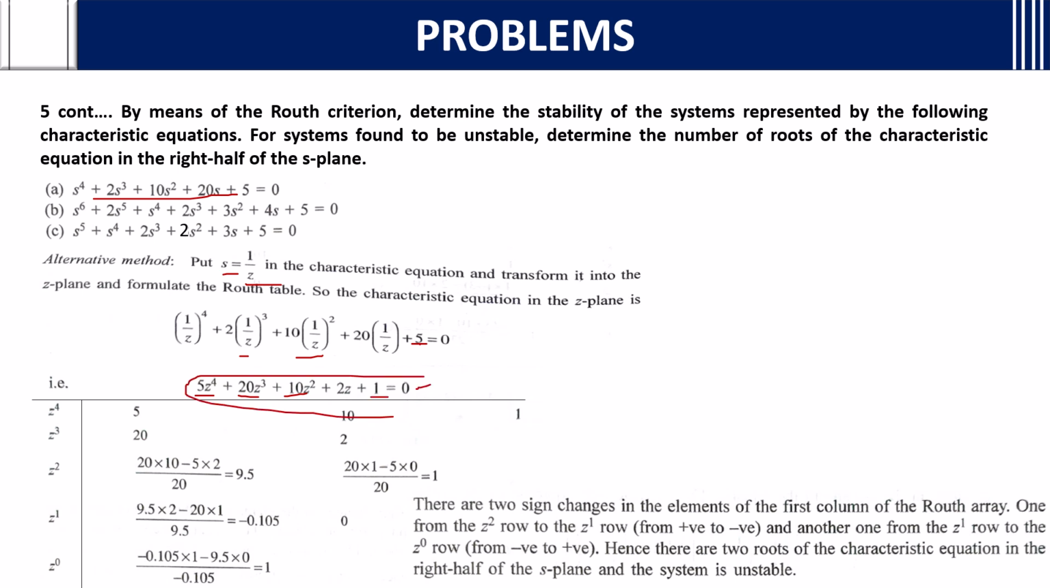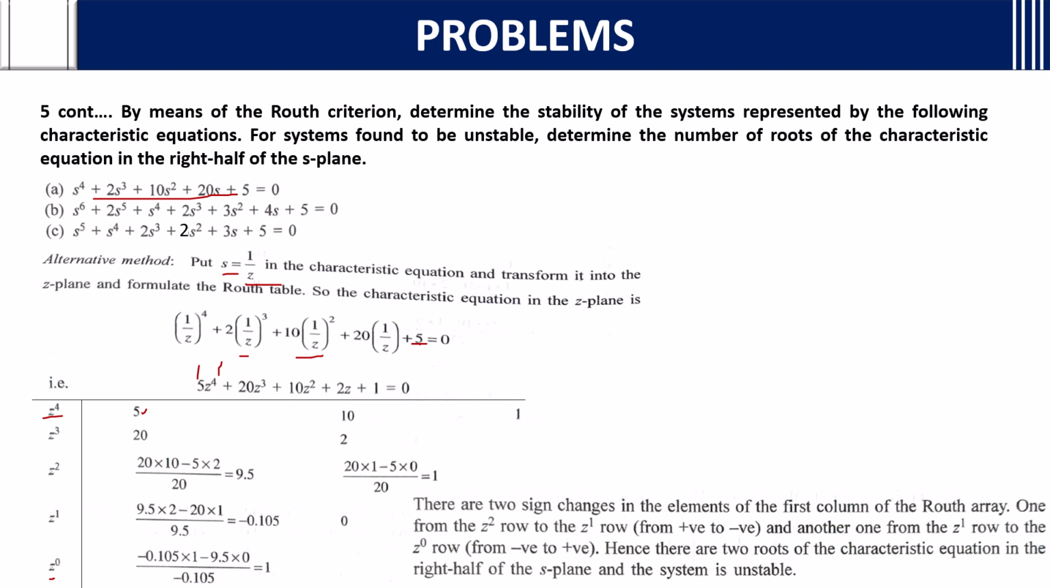For this equation, you will form the Routh criterion table. As z power 4 is the highest, we go from z power 4 to z power 0. Write the coefficients 5, 20, 10, 2, 1. Then multiply 20 into 10 minus 5 into 10, divided by 20, which gives 9.5. The other procedure is the same as for the S plane, and you will get some values. The system is anyway unstable, so there is no need to check whether the first column is positive or not.